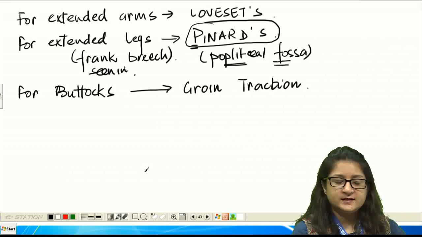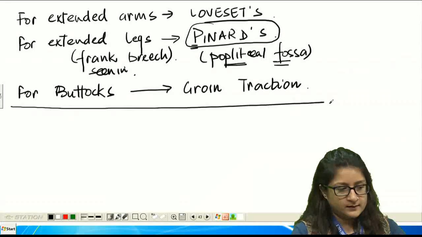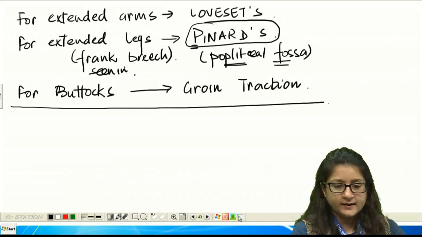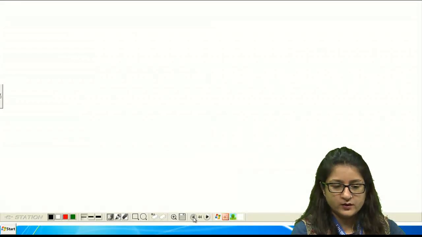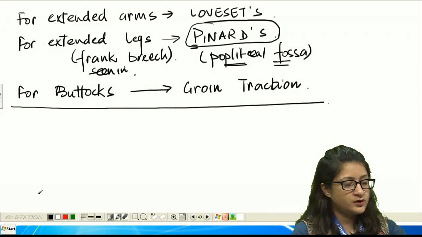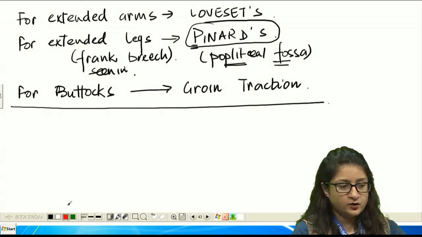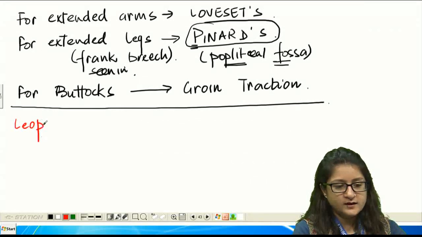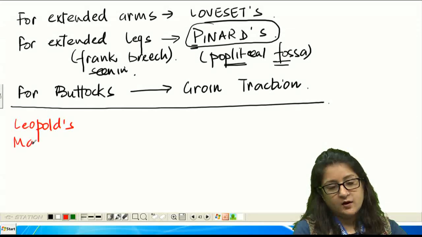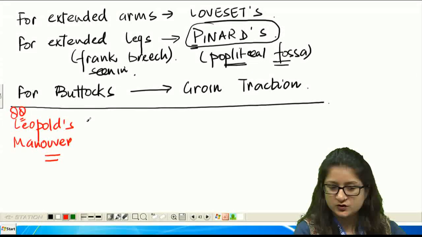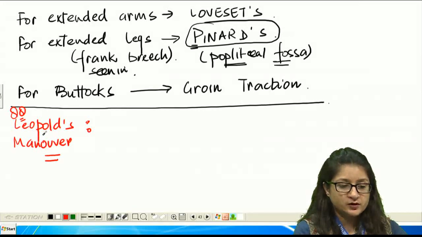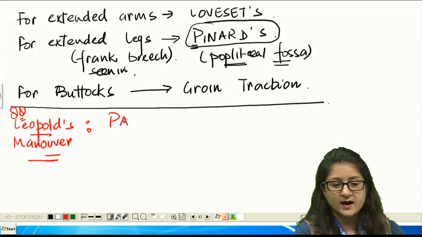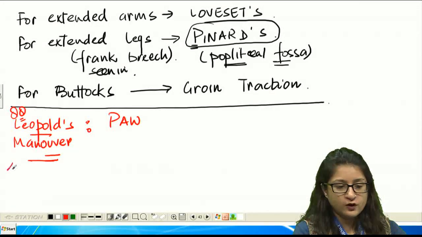All right, so this is another maneuver for breech. Then another maneuver which is important and which I want to emphasize here is Leupold's maneuver. Why do I want to emphasize Leupold's maneuver? Because this was a recently asked figure-based question. There are four Leupold's maneuvers in total.